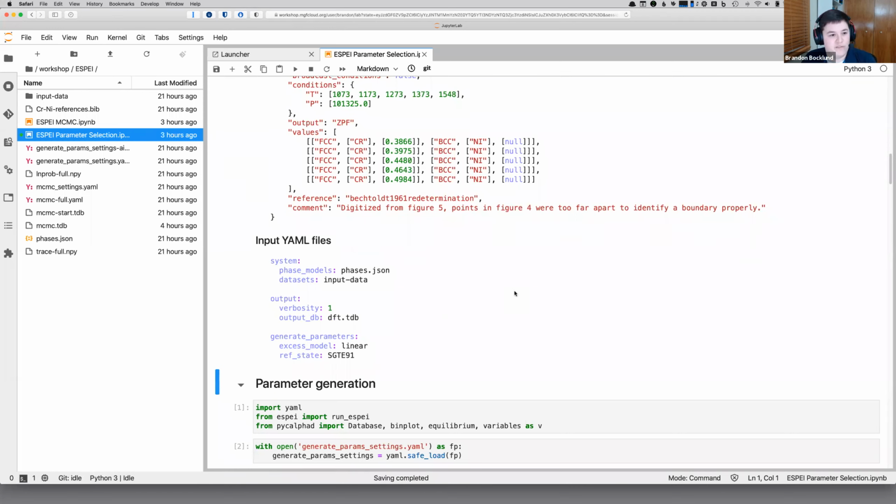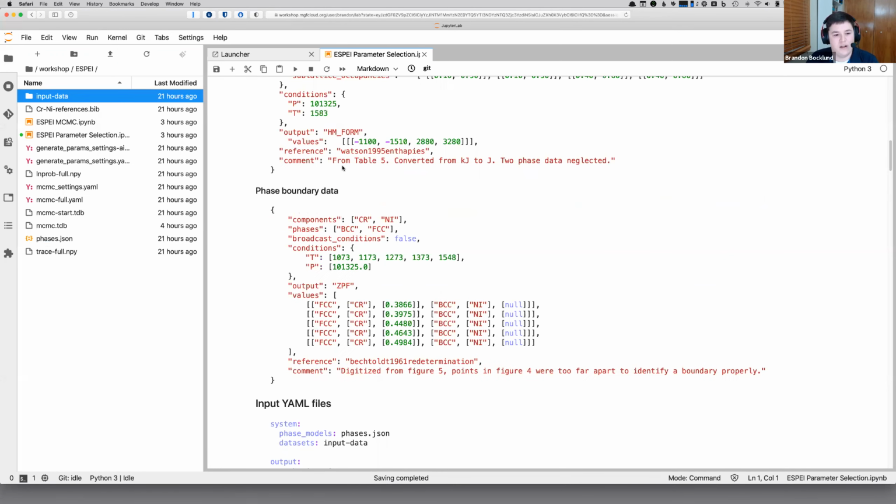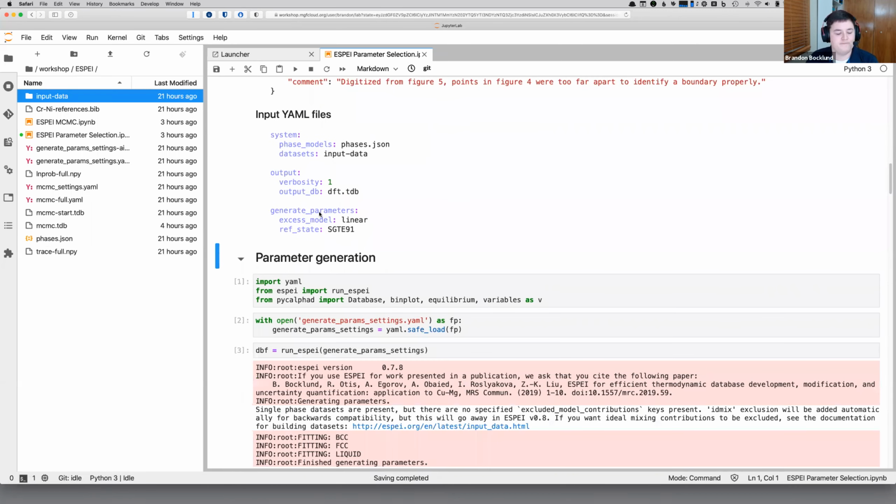Okay, that's all I'll talk about for data sets. The last thing you need, like I said, 3 things, is a YAML file that tells ESPEI what to do. This is the simplest one that you can come up with for parameter generation. You have to tell ESPEI what the file name is of your phase models, and so we say phases.json. You can see that in our directory here, where we have the same information as I showed you above. And then we have a folder of input data, which points to a directory that just contains all of these JSON files for all the phases that we'll fit today.